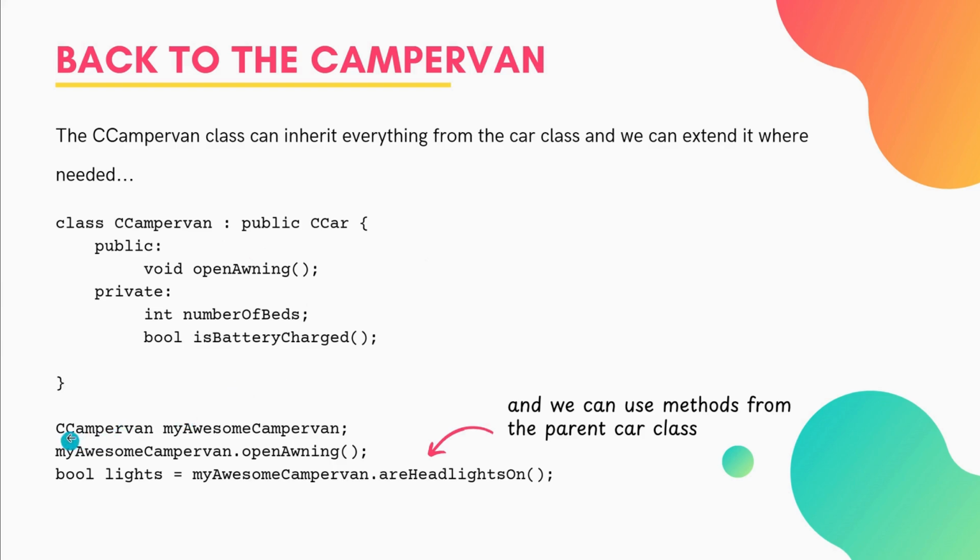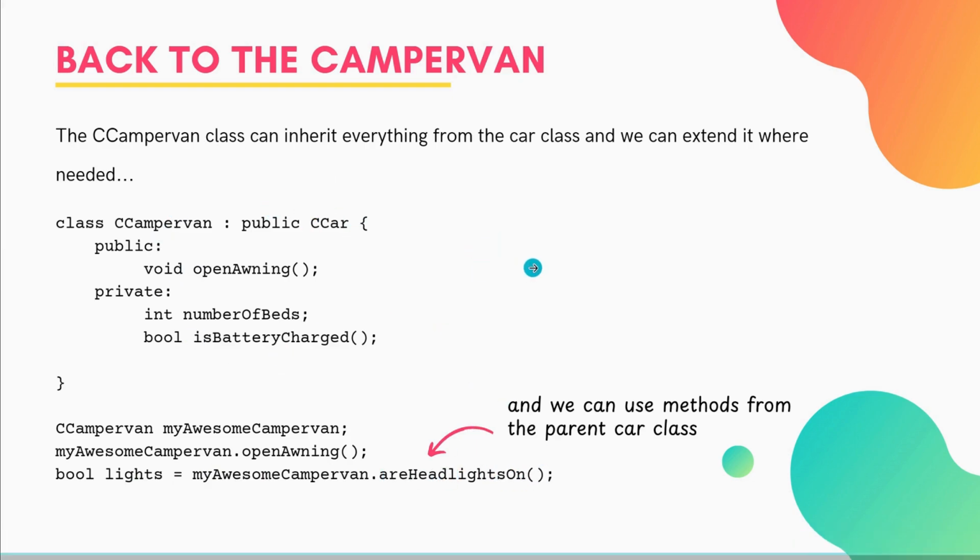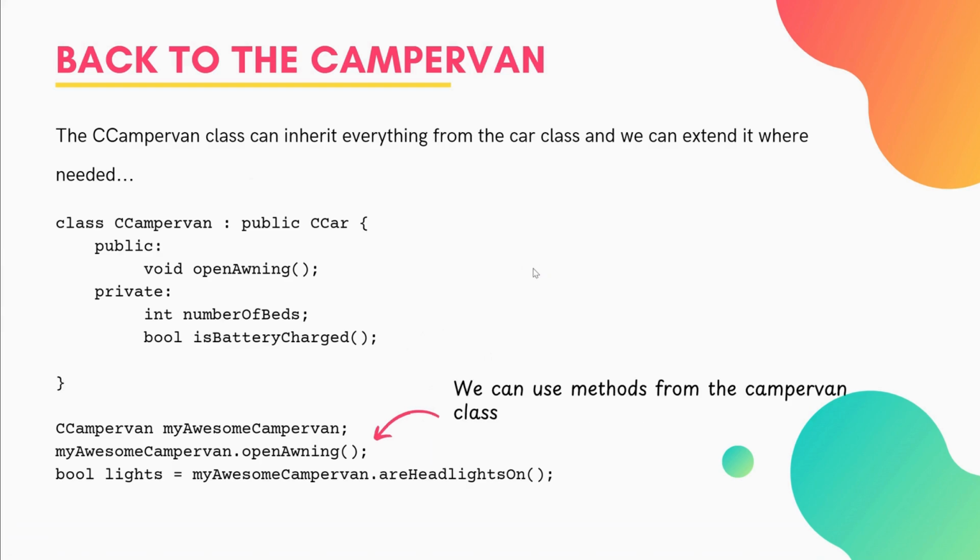So if we look here, we create our campervan and call it myAwesomeCampervan. We've got a function here called myAwesomeCampervan.OpenAwning, so we're using this public open awning function, which is from the campervan class. But we've also got the lights function here, bool lights equals myAwesomeCampervan.AreHeadlightsOn, and that's not from here, that's from the original car class. So you can see how that inheritance works and means we don't have to rewrite our code.